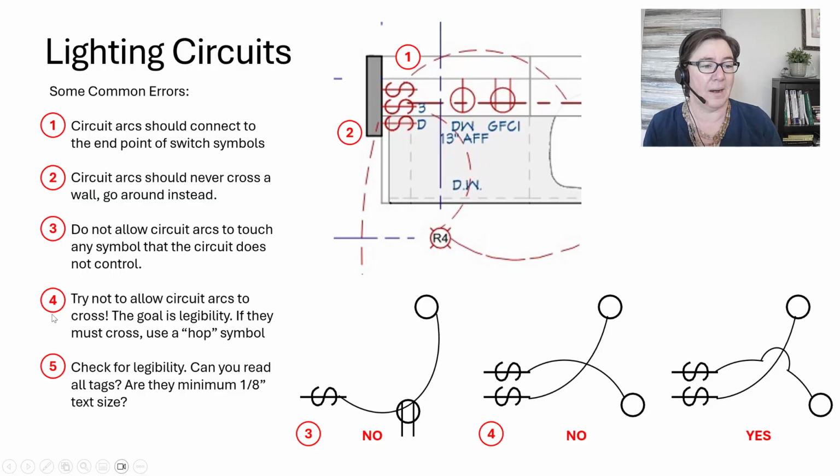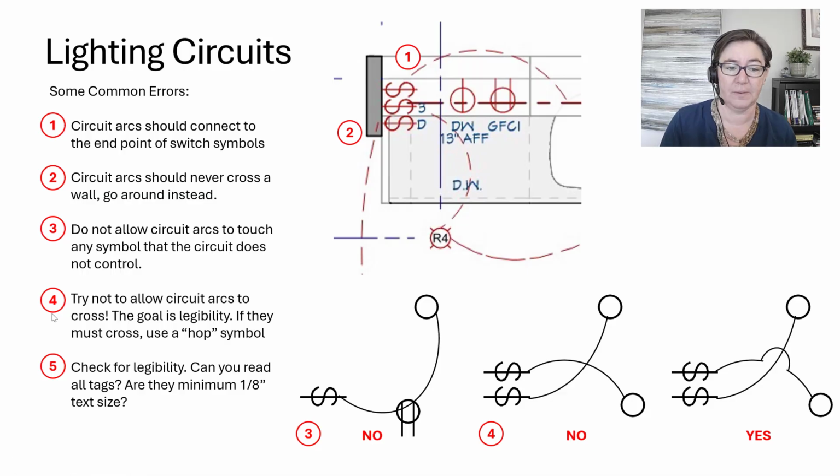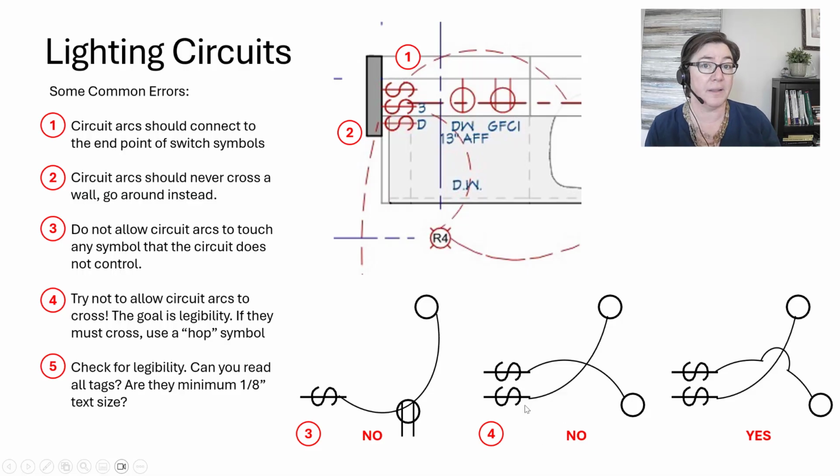Number 4, try not to allow circuit arcs to cross. The goal is legibility. We should be able to really quickly and easily tell which lights connect to which controls. So I've got an example here. Honestly, this is not too bad because it's pretty easy to tell how these cross. In some other examples, it's very difficult, but typically we don't want them to cross.